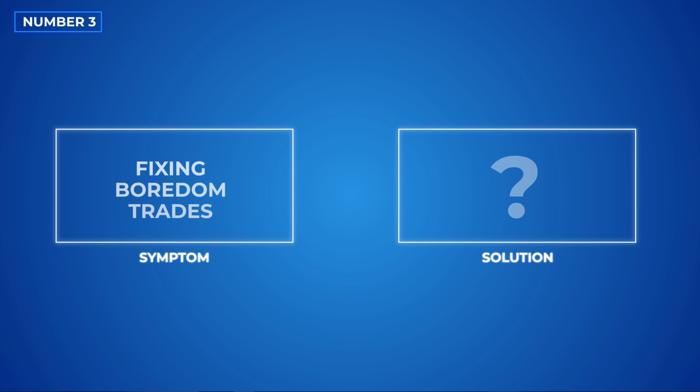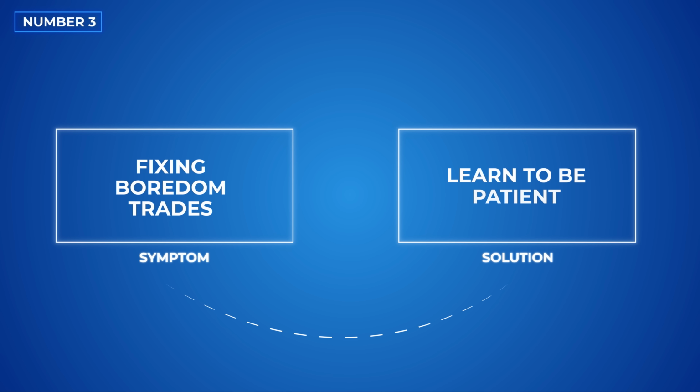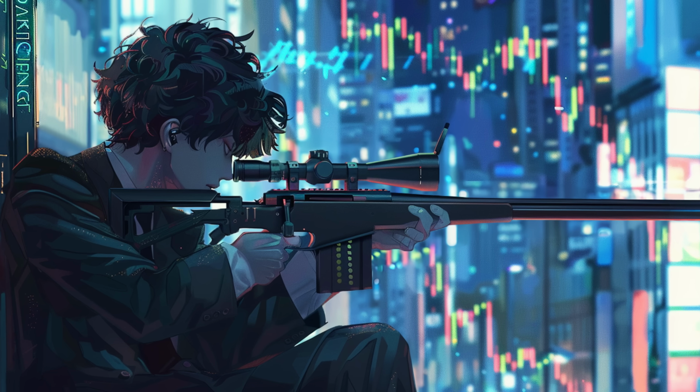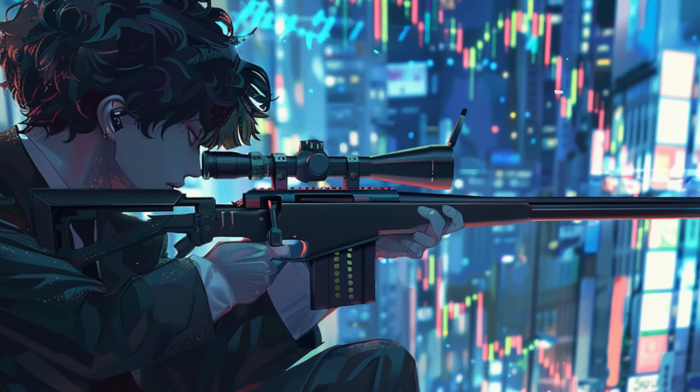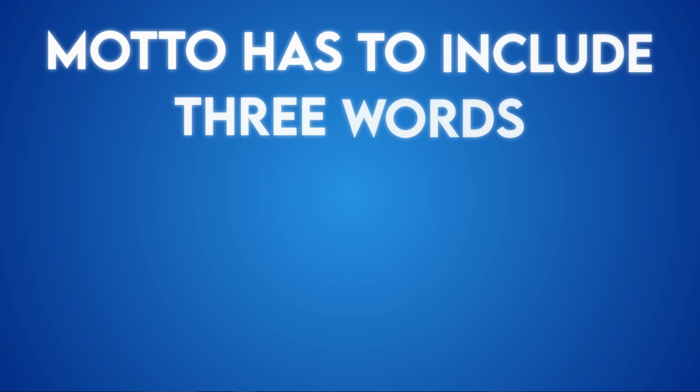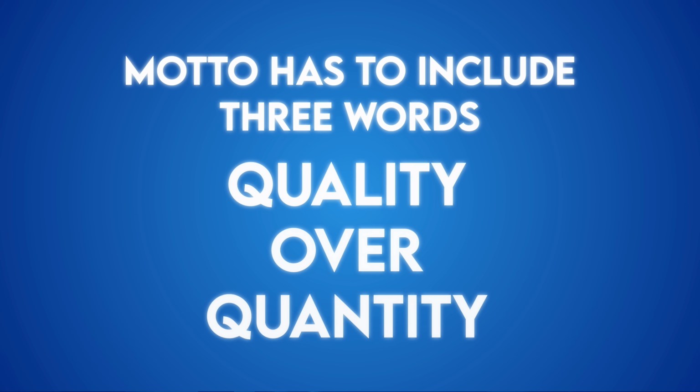Number 3, fixing boredom trades boils down to one thing. Learn to be patient and don't waste your resources on trades that aren't worth it. Think of yourself as a sniper with limited bullets. Your trading account is also limited, so use caution and avoid wasting all your resources on losing trades. Your motto has to include 3 words: quality over quantity. You need to understand that the quality of your trades matters more than the quantity.